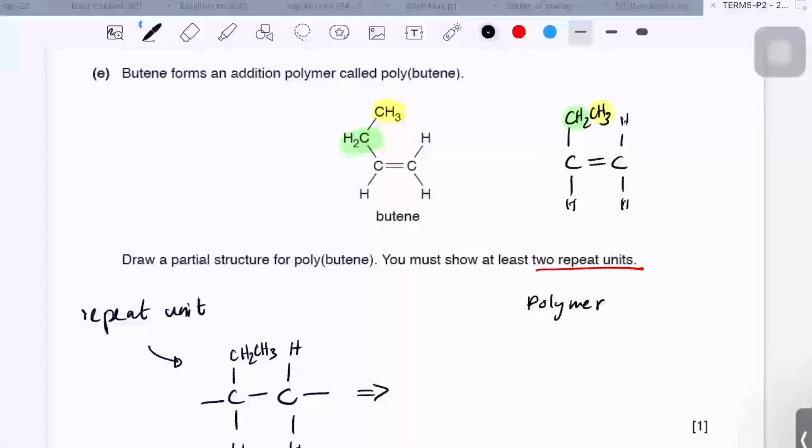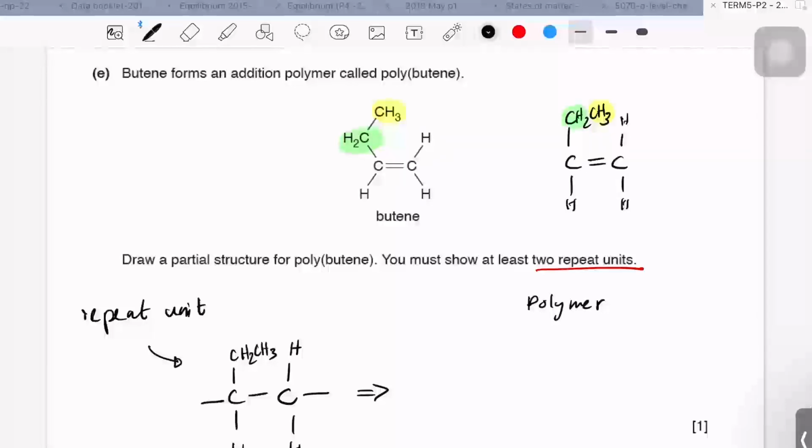Now, this is a very easy thing, guys. If you don't understand how to draw, just look at the board. This is not hard. First thing that I would do is figure out the repeat unit. Then I just have to draw this repeat unit 2 times.